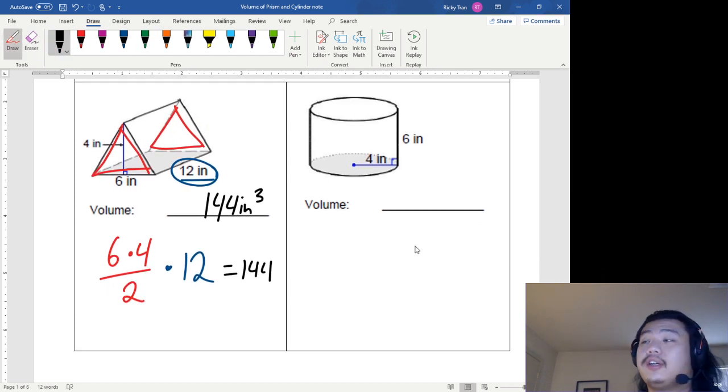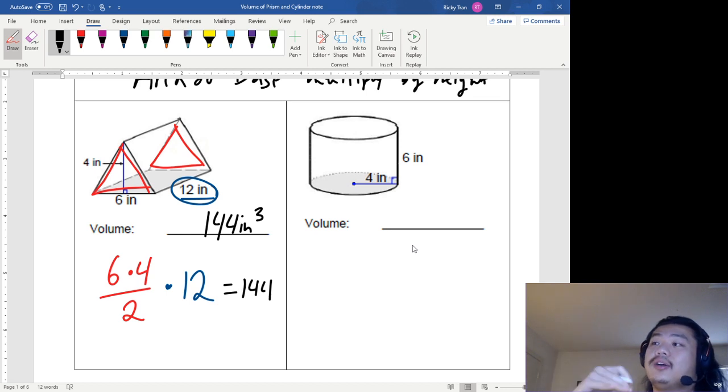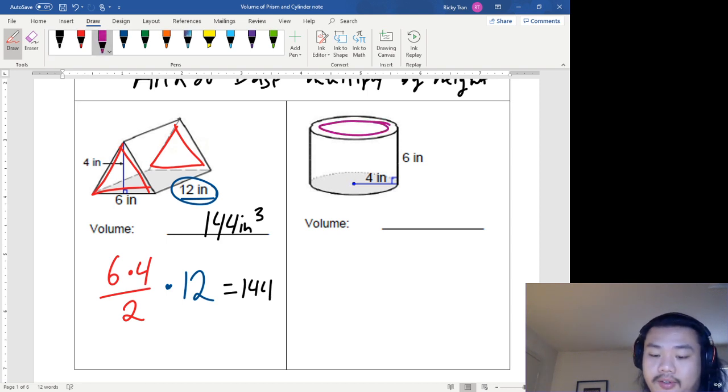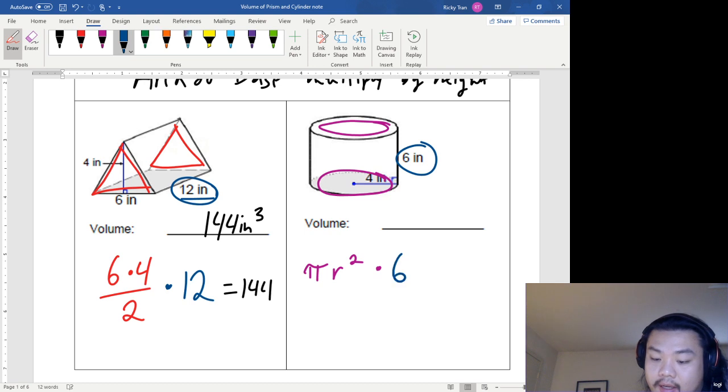For the cylinder, same thing. There's no difference. You're just finding the area of the circle. So here's our base, circle, circle. Area of a circle times the height, and our height here is 6. The area of the circle is pi r squared, so it's pi r squared times 6. And again we use 3.14.